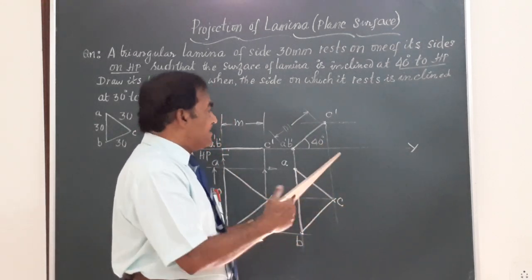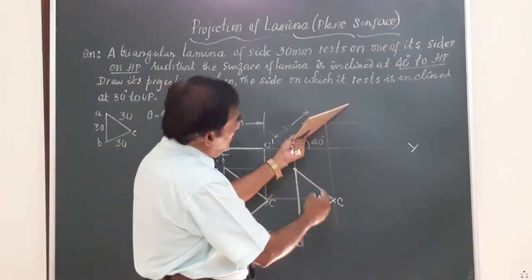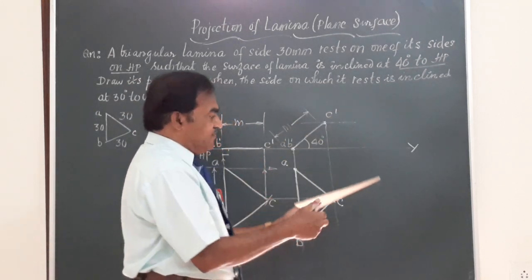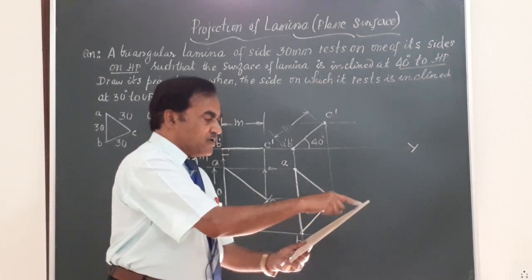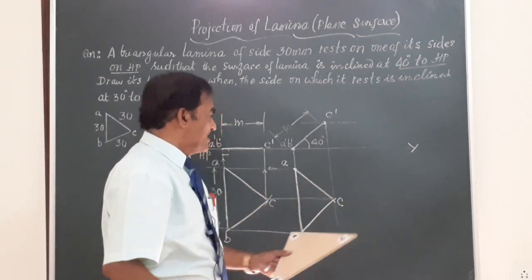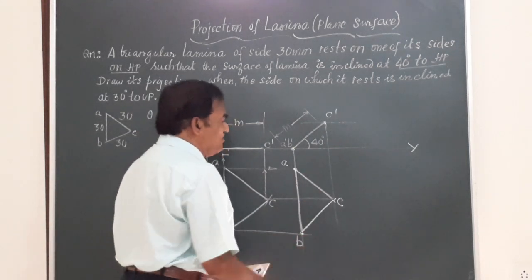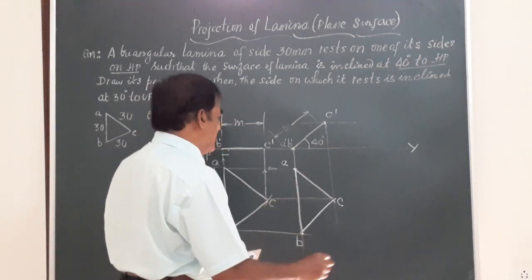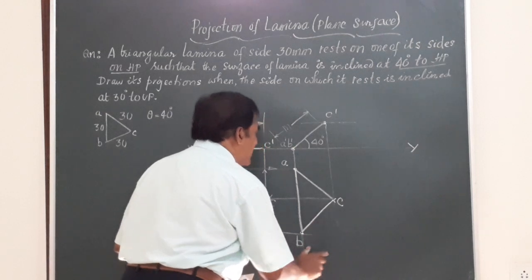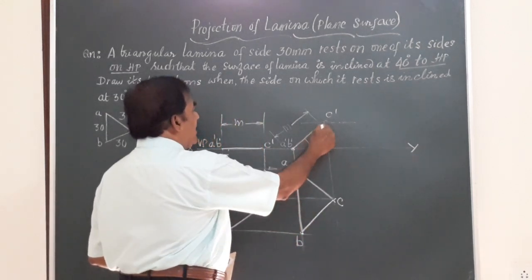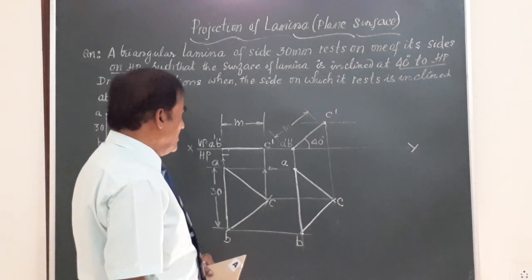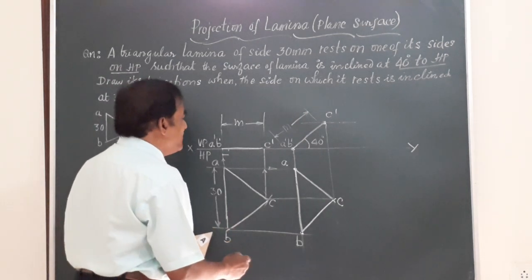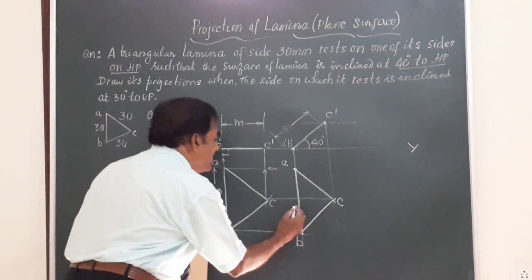The more it is inclined, for example, for this position, you got some height. So if you keep on raising this corner, these two lateral dimensions keep on decreasing. So they are going to have some measurement, we need not measure that. So this is the corresponding top view when the lamina is inclined at an angle of 40 degrees to HP. So friends, you can observe here, the lamina is resting on AB.